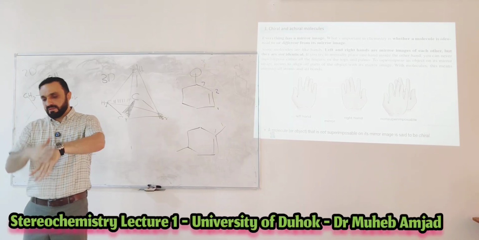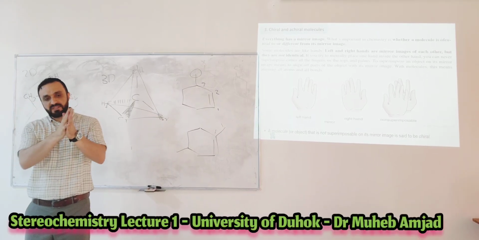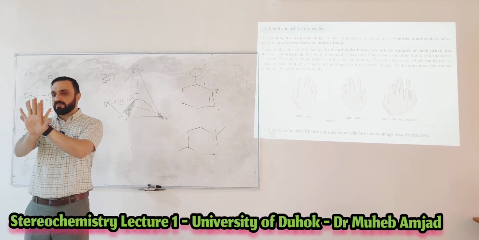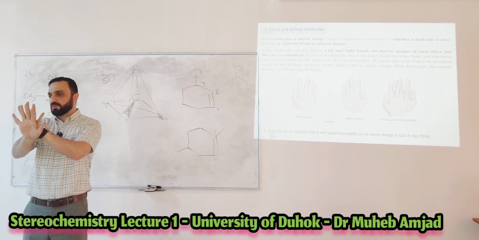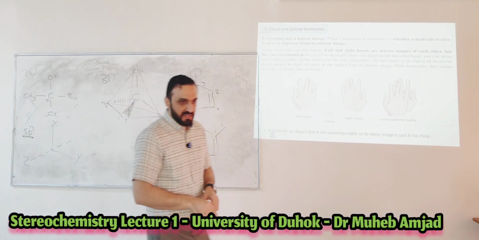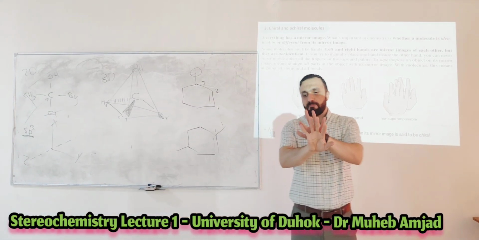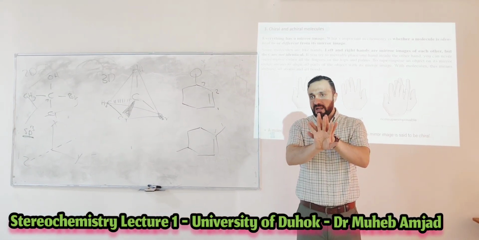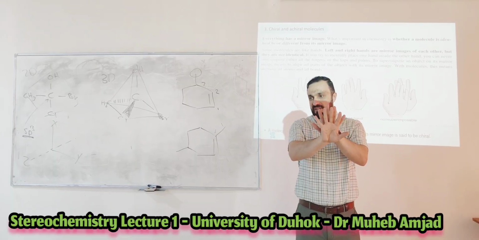The back and the face of your hand cannot be superimposable. This is the meaning of superimposable: all the parts are aligned to each other.